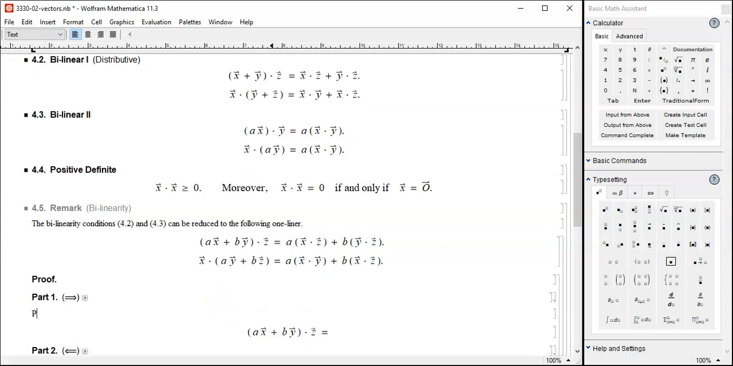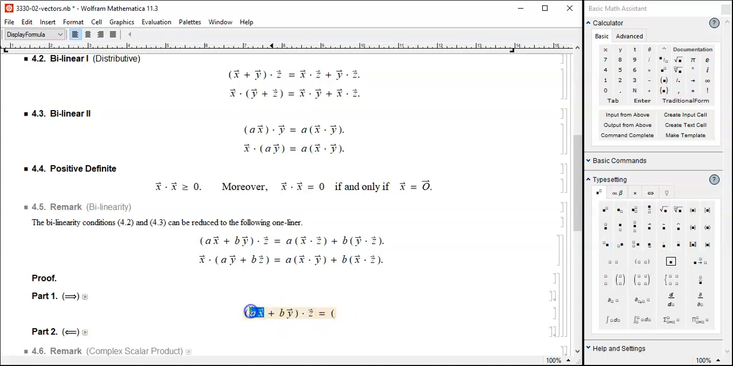We'll do this. I'm going to set A and B both as 1. Oh no, excuse me. This is the wrong direction. Excuse me, I was thinking about part 2 of the proof. I'm not using this. I have to prove this. Okay. All right. I'll use 4.2 and 4.3. So let's use 4.2 first. Distributivity first.